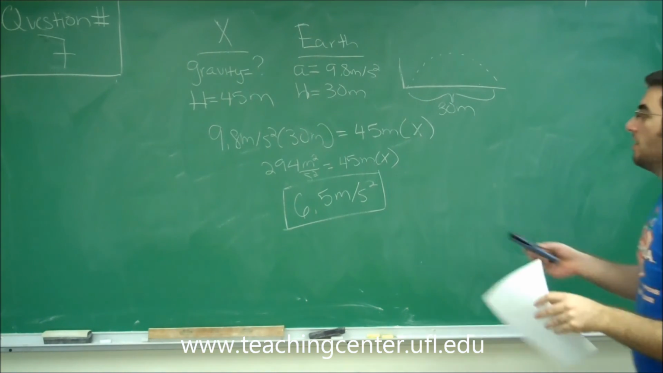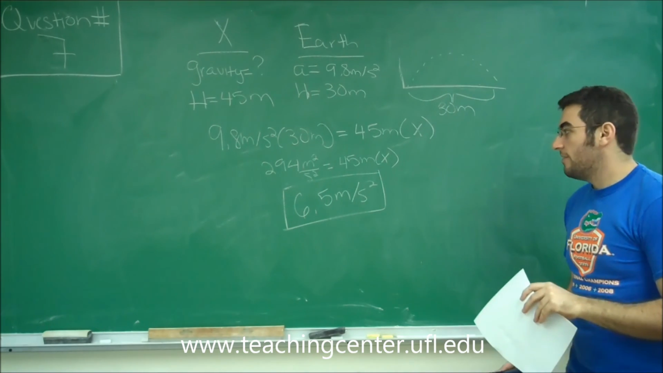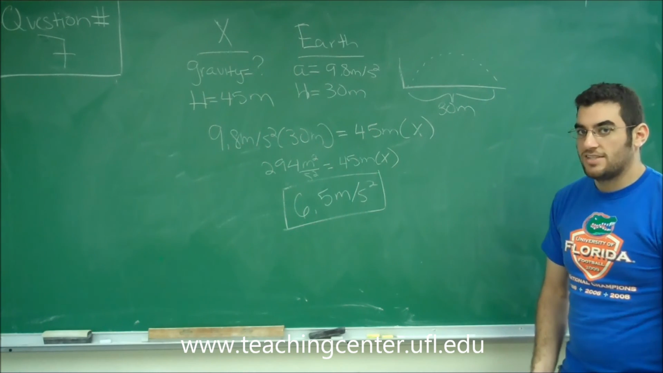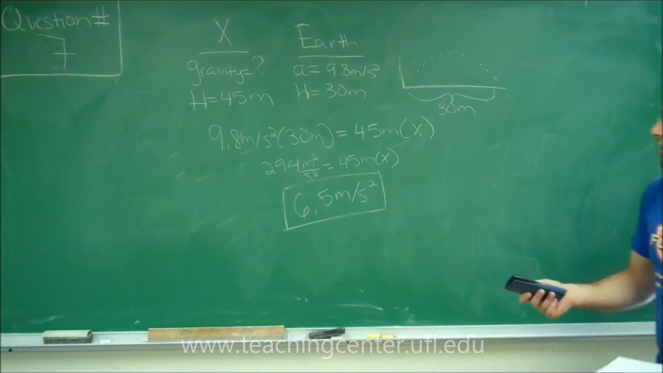So for question number 7, we just set it up as a ratio and said 6.5 meters per second squared, which is less gravity than Earth, which makes sense why the dart would go further.